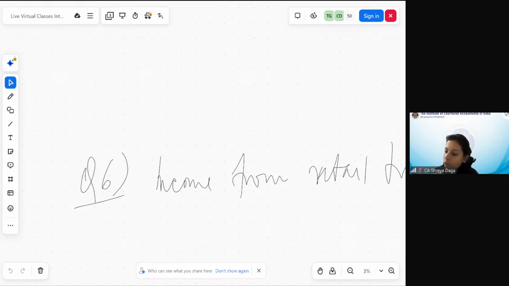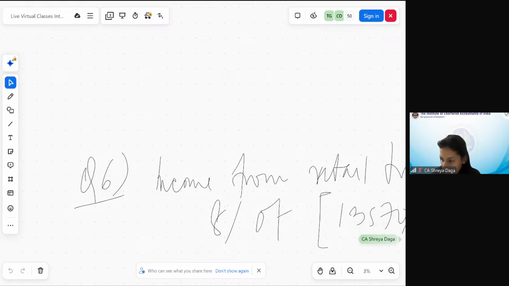So the presumptive taxation scheme on income would be 8% of turnover received in cash. It will be 8% of the amount which was received in cash. How much was received in cash? 1 crore 35 lakh 70,000. 10% was received in cash. So 8% of the turnover received in cash is how much? And 6% of the turnover received by cheque is how much?